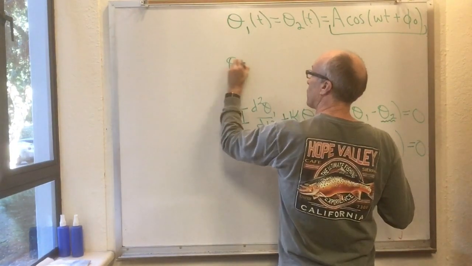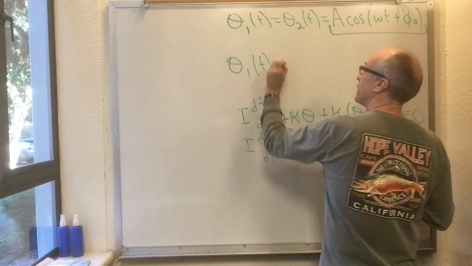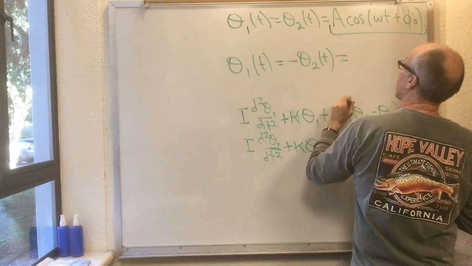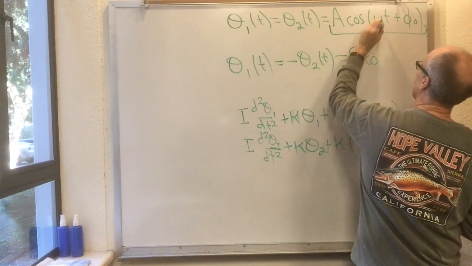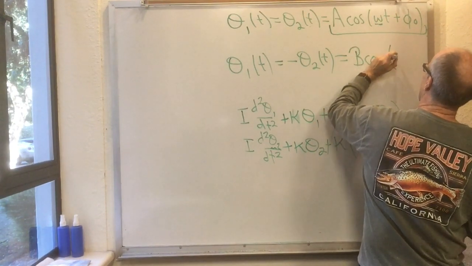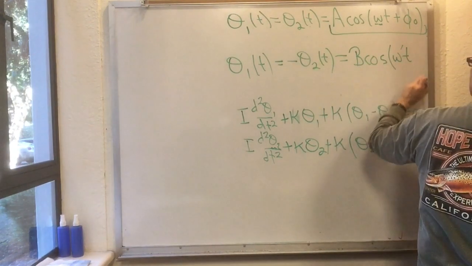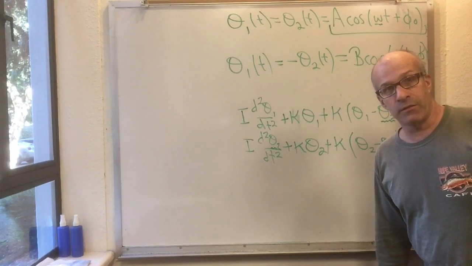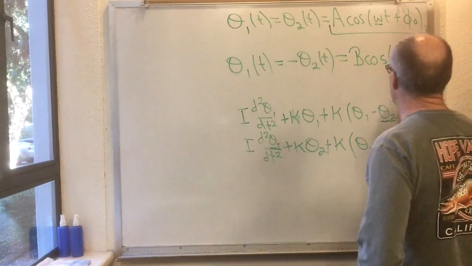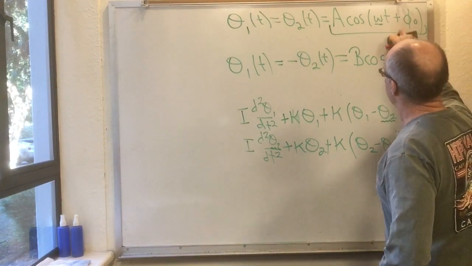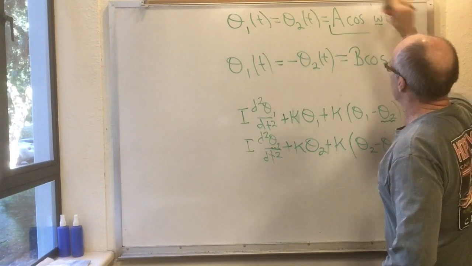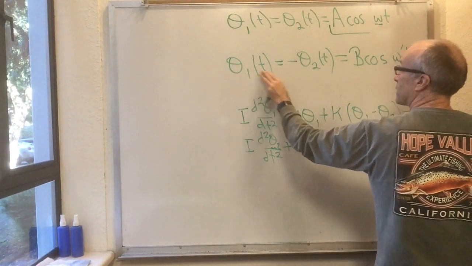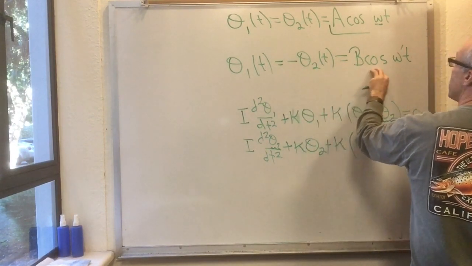Here's another possible solution. This is the one where they rock in opposition to each other. Theta 1 of t is equal to minus theta 2 of t, and those are going to be equal to some new constant B times cosine of some new frequency, which I'll call omega prime, times t, plus another phase, phi naught prime. Let's make your lives a little easier. You know how these phases go through the problem in a rather uninteresting way. So let's just say there's no phase. In which case, our first solution is theta 1 of t equals theta 2 of t equals A cos omega t. And our second solution is theta 1 of t equals minus theta 2 of t equals B cos omega prime t.